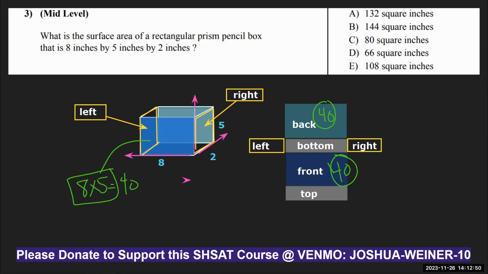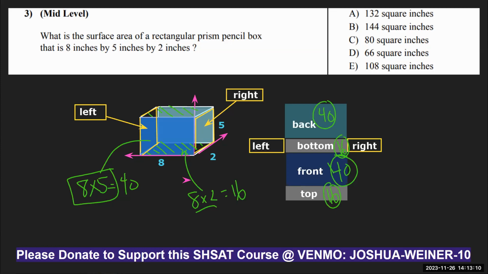Then the bottom is along here. It's 8 by 2, and 8 times 2 is 16. So that means that the bottom is 16 units. But the bottom has the same dimensions as the top, so the top is also 16 units.